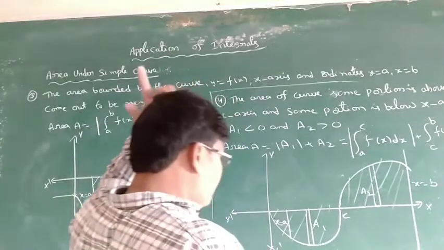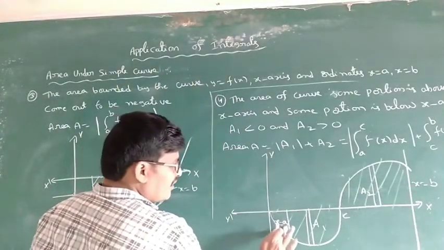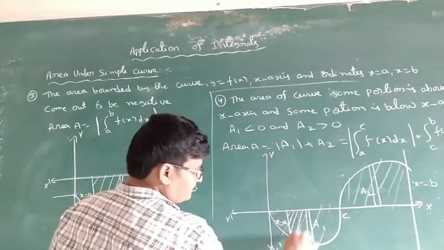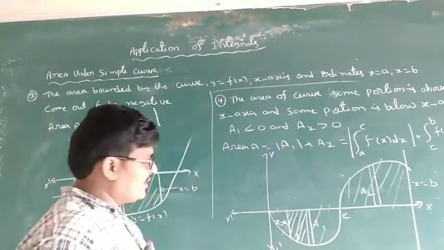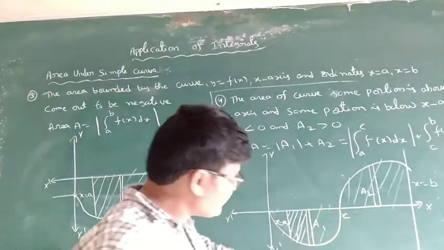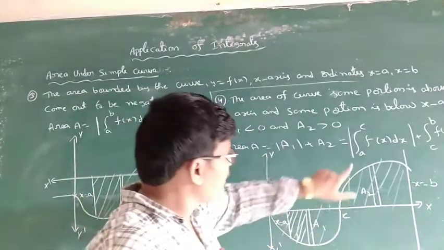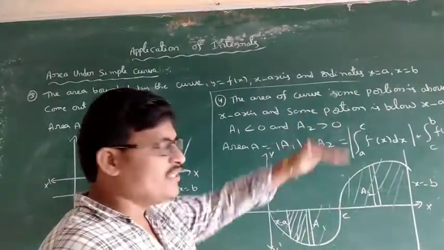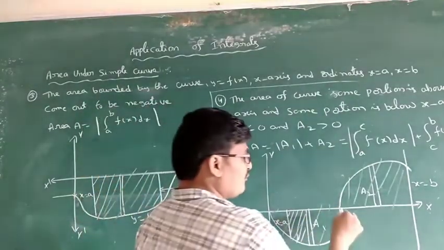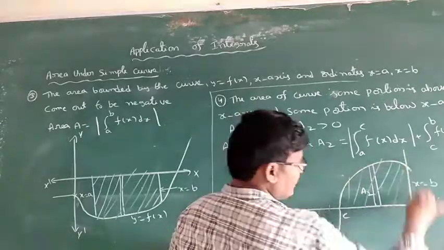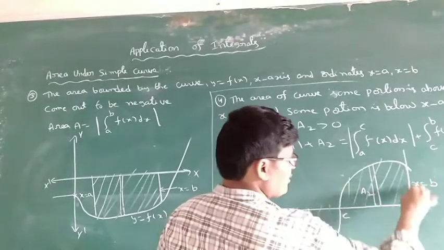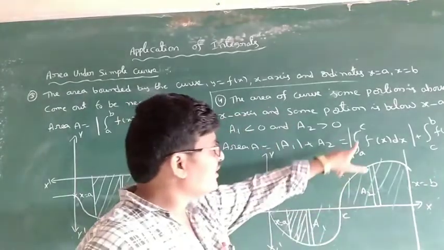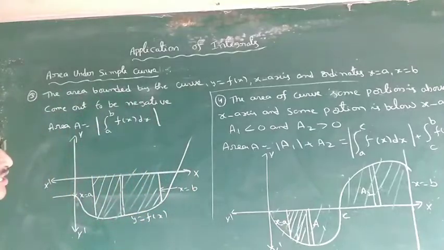So the cut, starting the area from A, the limit is A to C. This is below the x-axis, negative. So A to C f of x dx, plus the area above the x-axis starting from C to B. C to B, this is the last one, B. So integration is a difference. See here, observe here.